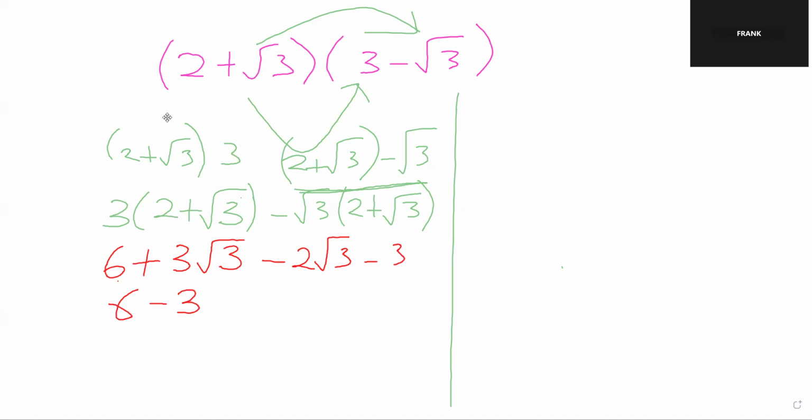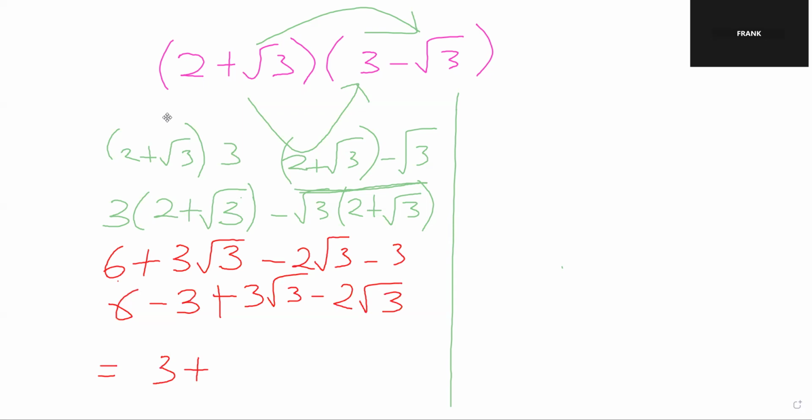I'm going to have 6 minus 3, then plus 3 root 3, which is clearly minus 2 root 3. So 6 minus 3 is 3, plus 3 root 3 minus 2 root 3 is 1 root 3.